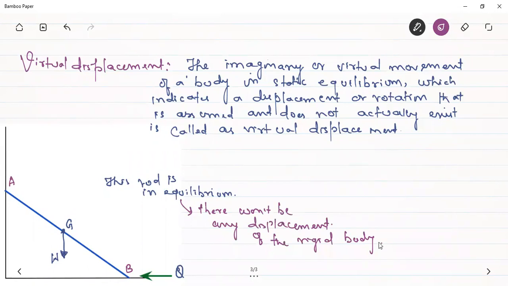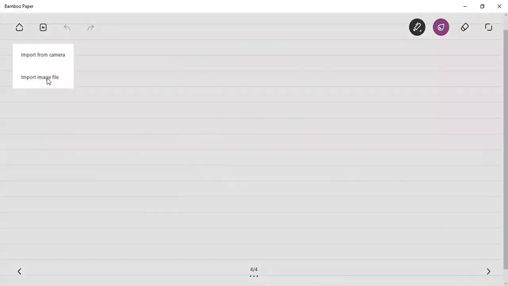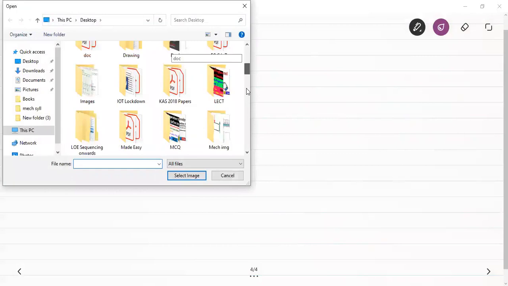But we have introduced a concept of virtual displacement. These virtual displacements are the imaginary or virtual movement of the body in static equilibrium. This body is in equilibrium, but still we say that there is some displacement. In reality, this displacement does not exist. We just imagine there will be some displacements in the body. Therefore, if I assume that there is some displacement in the body, although it won't exist, I can still show that.